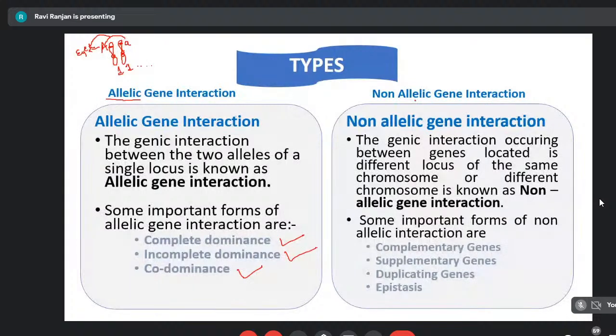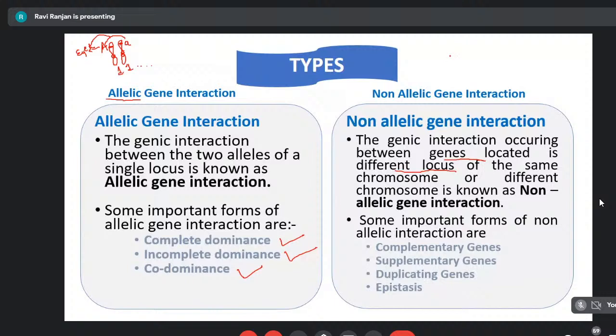The word itself tells you it is an interaction which expresses a character, but this interaction is between genes which are non-allelic. That means this is an interaction which occurs between genes that are located at different loci of either the same chromosome or a different chromosome.